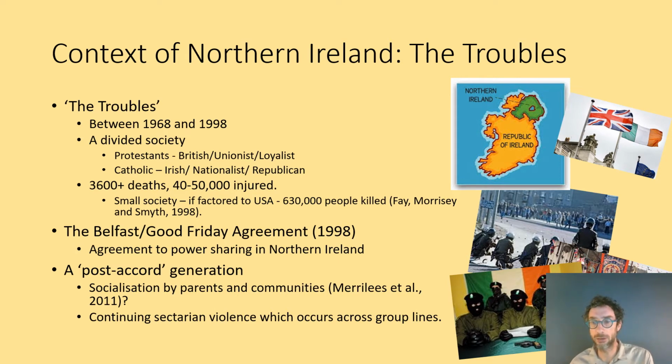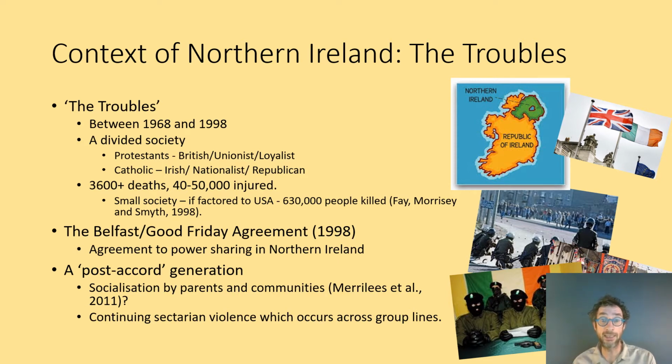Now, 3,600 may or may not sound to you like a great number. If we considered that in a larger society, so if we factored up the USA, that's the equivalent for population of about 630,000 people being killed. So Northern Ireland is a very small society. It was likely that if you lived in Northern Ireland, you would know people who were touched, quite probably injured and maybe killed during the Troubles.